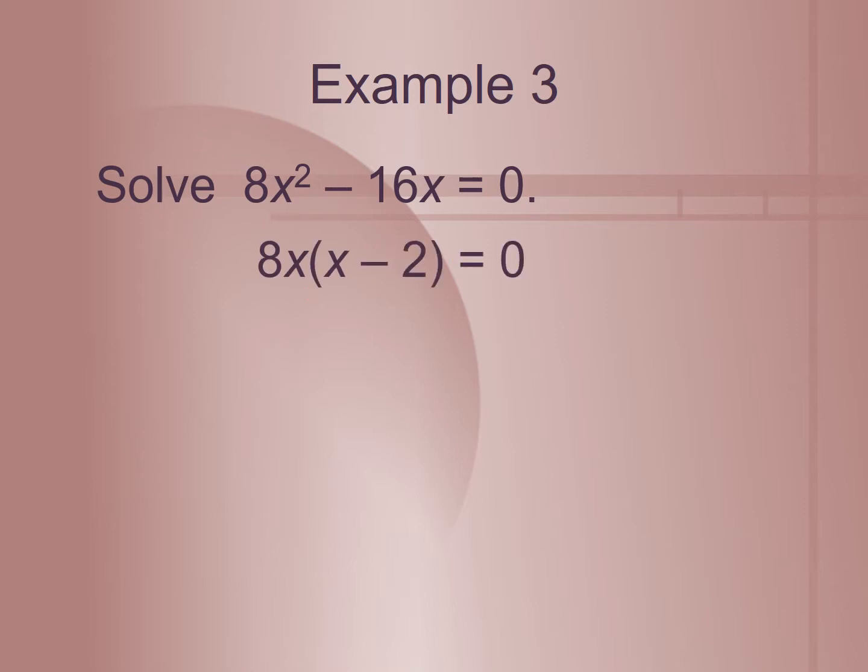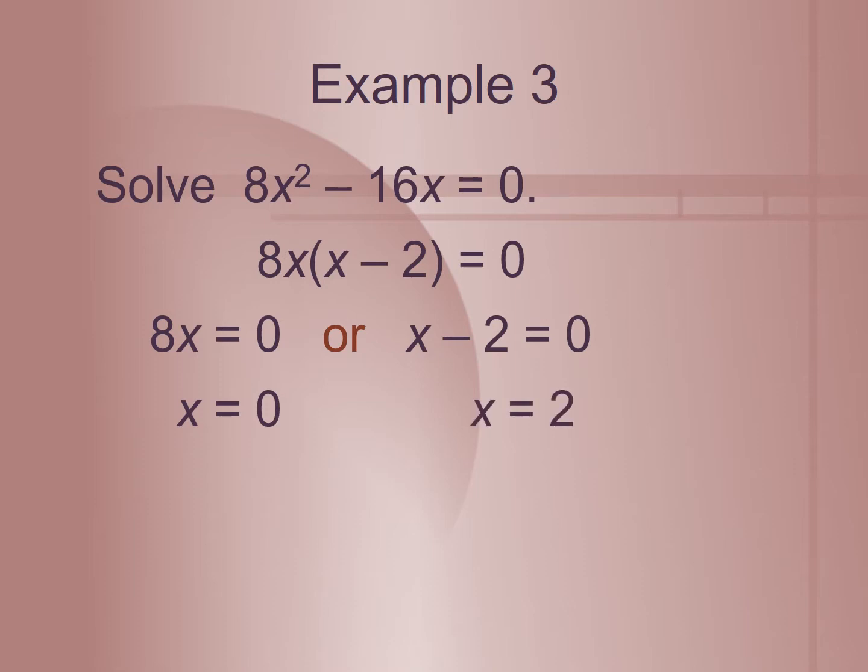Now I can apply the zero product property, and that means that either 8x is equal to 0, because that's my first factor, or x minus 2 is equal to 0. Then I solve for x on both sides, and I end up with x equals 0 or x equals 2.